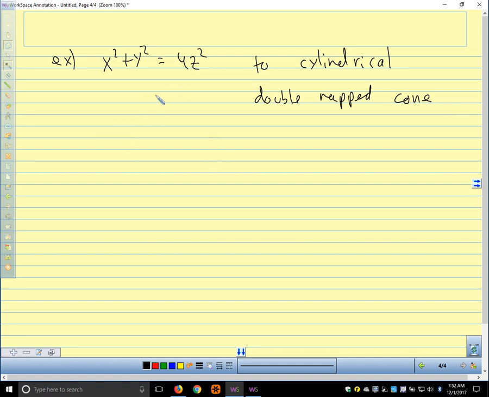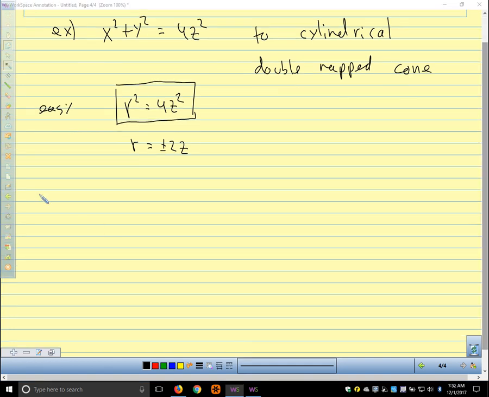So easy conversion, right? What's x squared plus y squared? R squared. R squared equals 4z squared. That's easy. You could also write, this would be fine for a conversion, r equals plus or minus 2z. Usually you would see this one. And this would be a cone. The 4 is going to affect the slope of the sides of the cone. Let's look at another one.